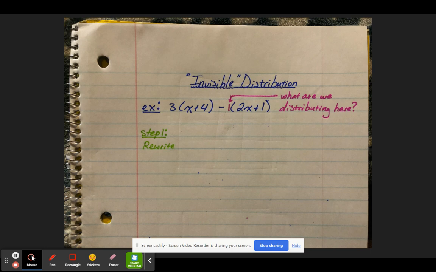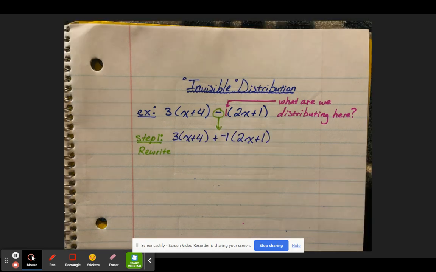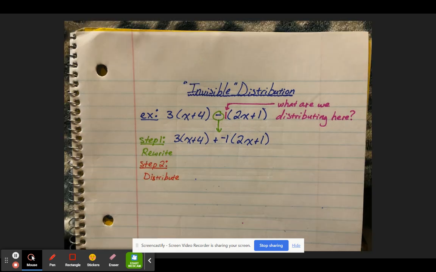At this point, our first step should be to rewrite the problem where every subtraction is plus negative. So that minus 1 in the middle there now becomes plus negative 1. The problem is 3 times (x plus 4) plus negative 1 times (2x plus 1). So what we're going to be distributing is that negative 1.